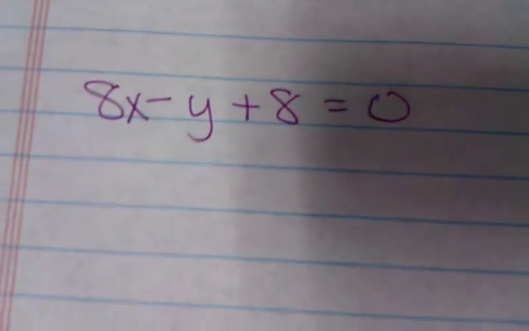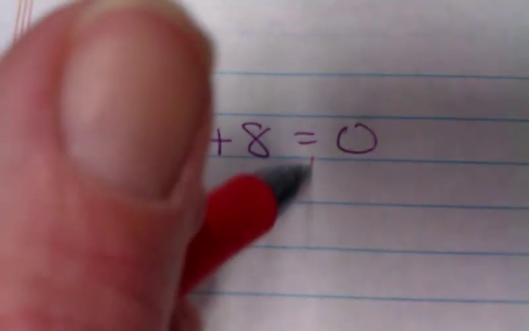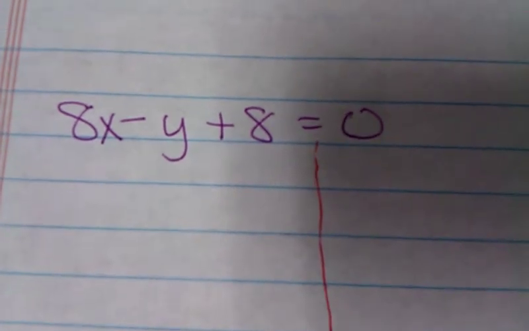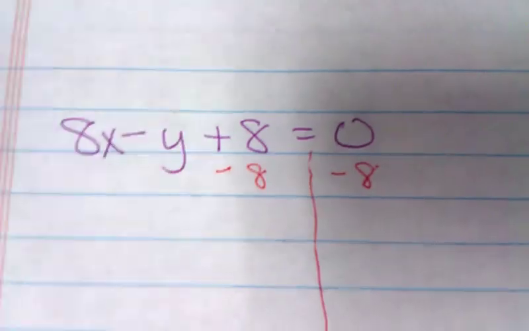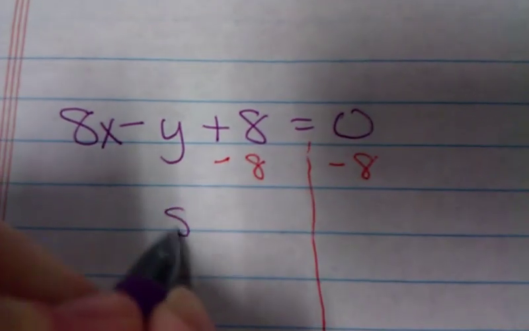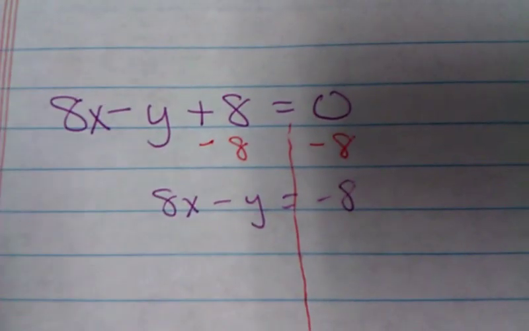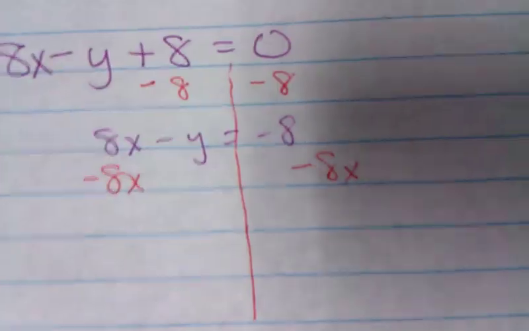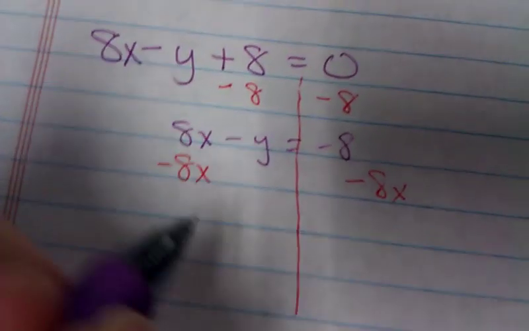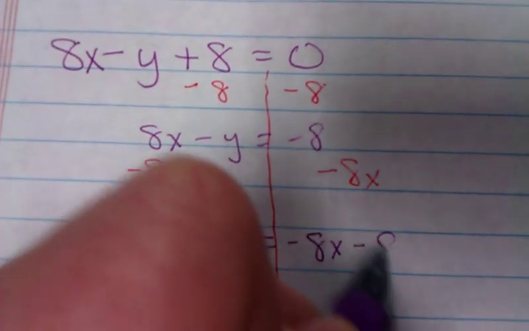We have 3 more problems. Here's the next one. If you notice on this one, everything is on the left-hand side, which is fine. We just need to move everything bit by bit. First, I will move the 8 to the other side by subtracting 8. I get 8x minus y equals negative 8. I will subtract 8x from each side. I get negative y equals negative 8x minus 8.